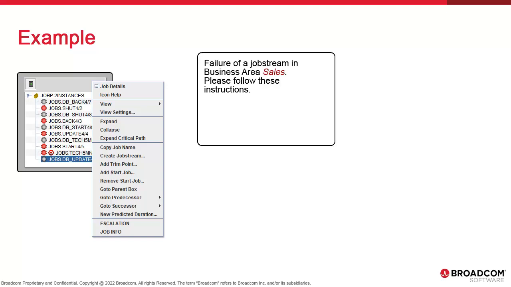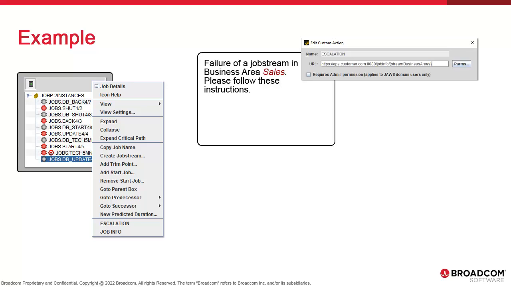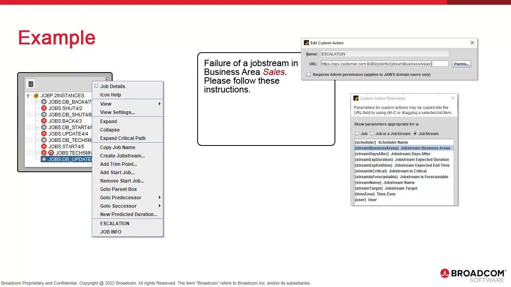How do we do this? We build a custom action. It has a name, a URL, and a parameter that captures the business area value. The passing of the value displays the appropriate page. In the custom action, we enter the URL, click on the params button, and drag and drop the appropriate parameters. AAI takes care of the rest.